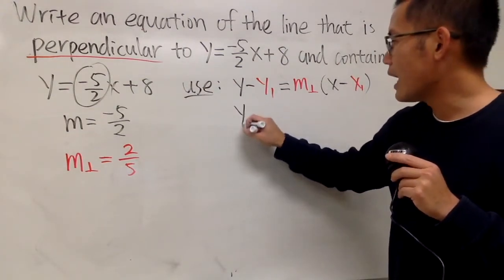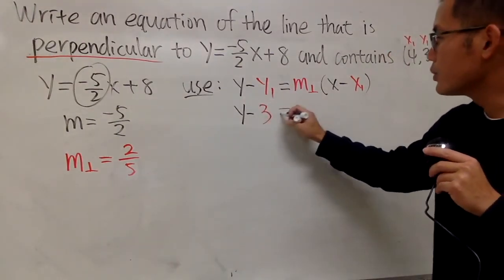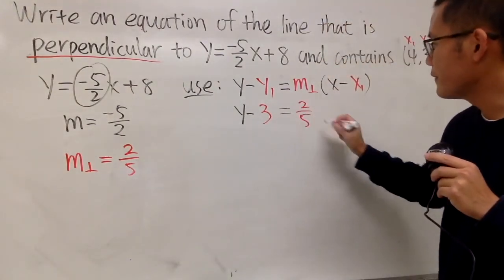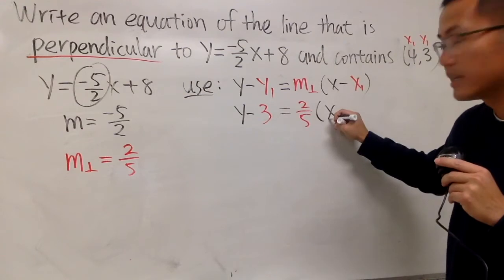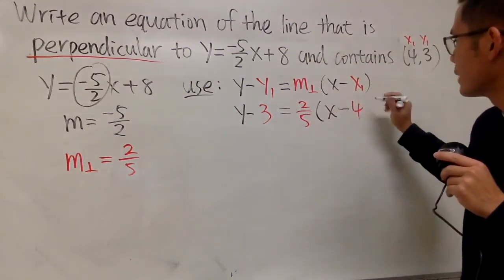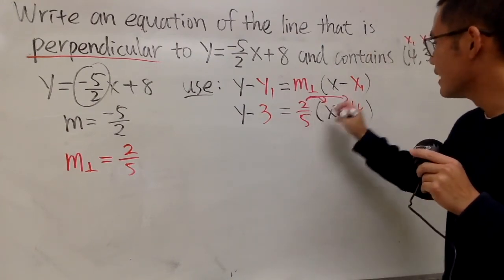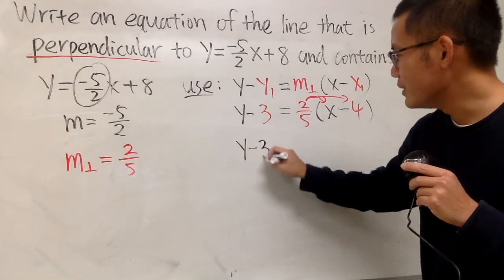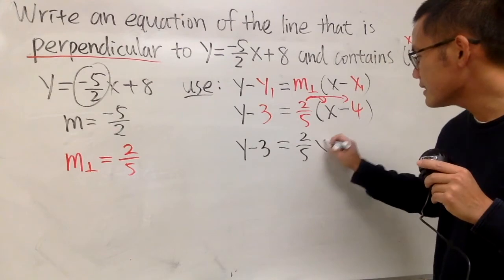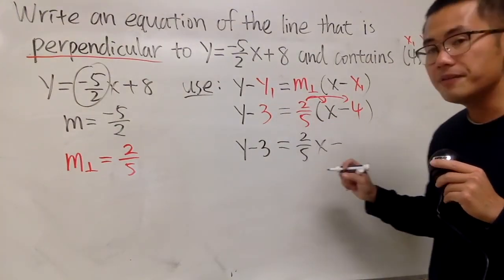So first we have y minus y1, which is 3. And that's equal to the perpendicular slope, which is 2 over 5. And then we have the x. And we have the minus. x1 is 4, so this is what we have. Okay, almost done. Of course, distribute this, and we get y minus 3 is equal to, this times x is just 2 over 5x. And this times that is going to be, well, positive times negative, so that's negative.